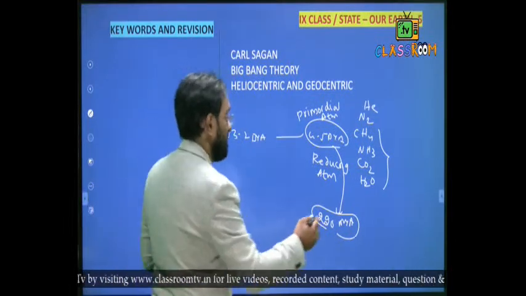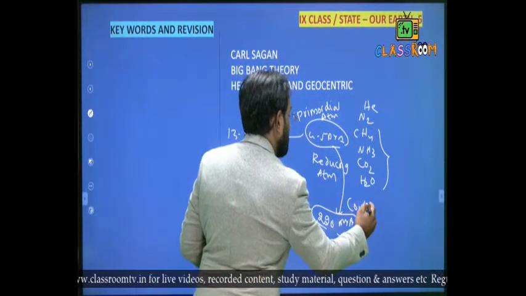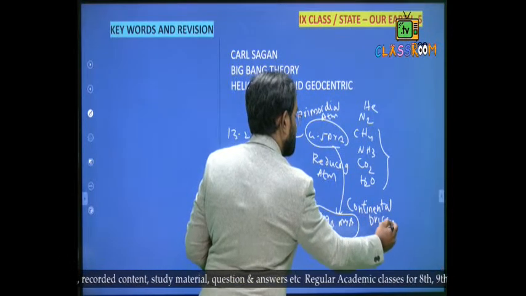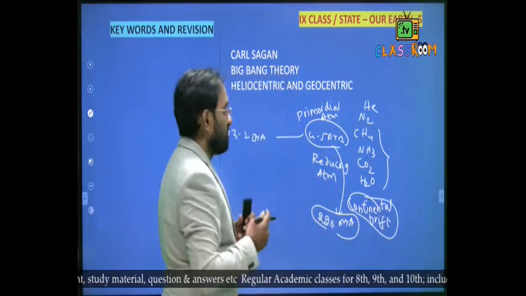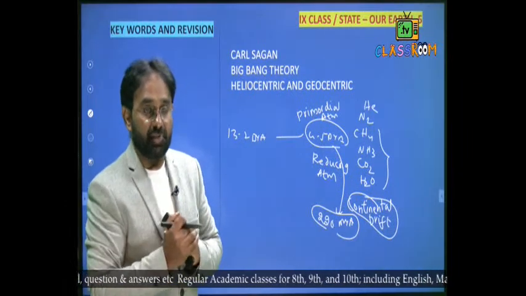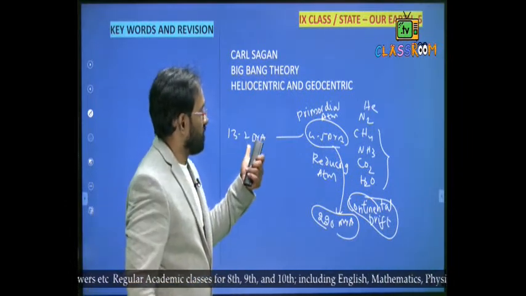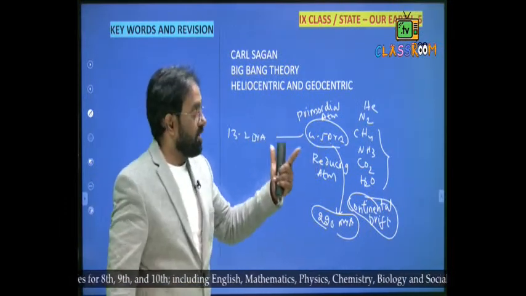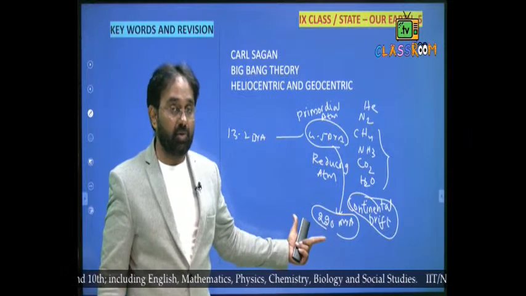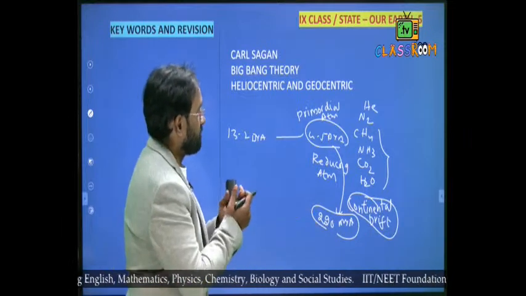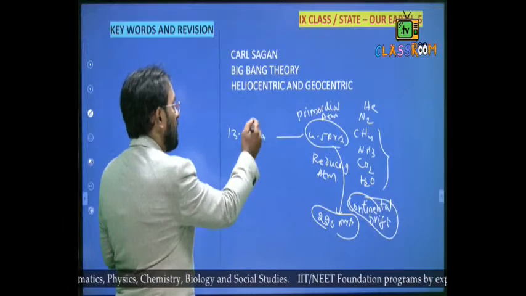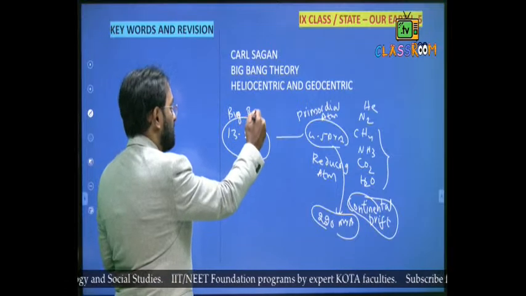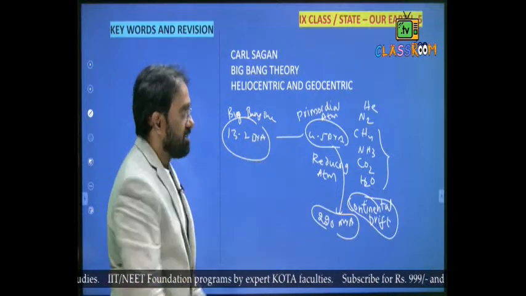This is called continental drift. So you have to understand the timeline: 13.7 billion years ago, 4.5 billion years ago, and 220 million years ago. Here we are talking about the Big Bang theory. Everything is there in this diagram.